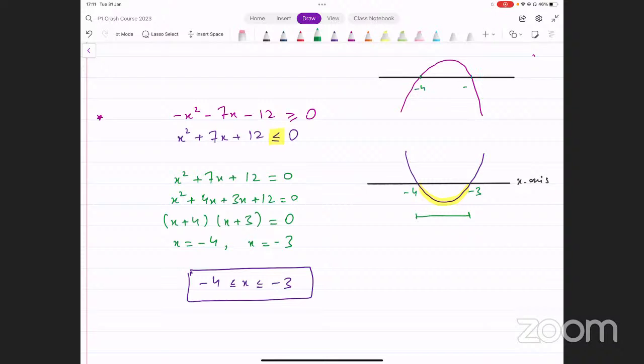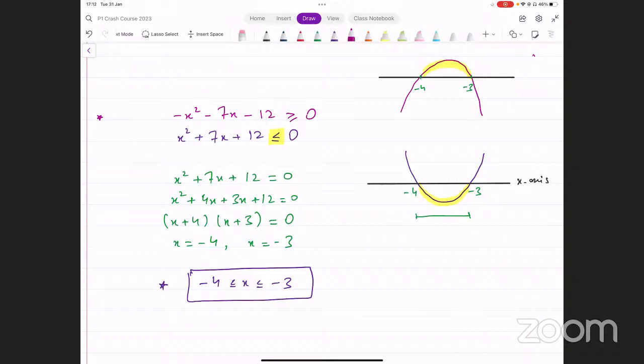-4 and -3. And in that case, you had a greater than or equal to sign. So in that case, you would be looking at the region that is above the x-axis, and that will be again this region. And the answer from that also would have been the same. That's x between -4 and -3.